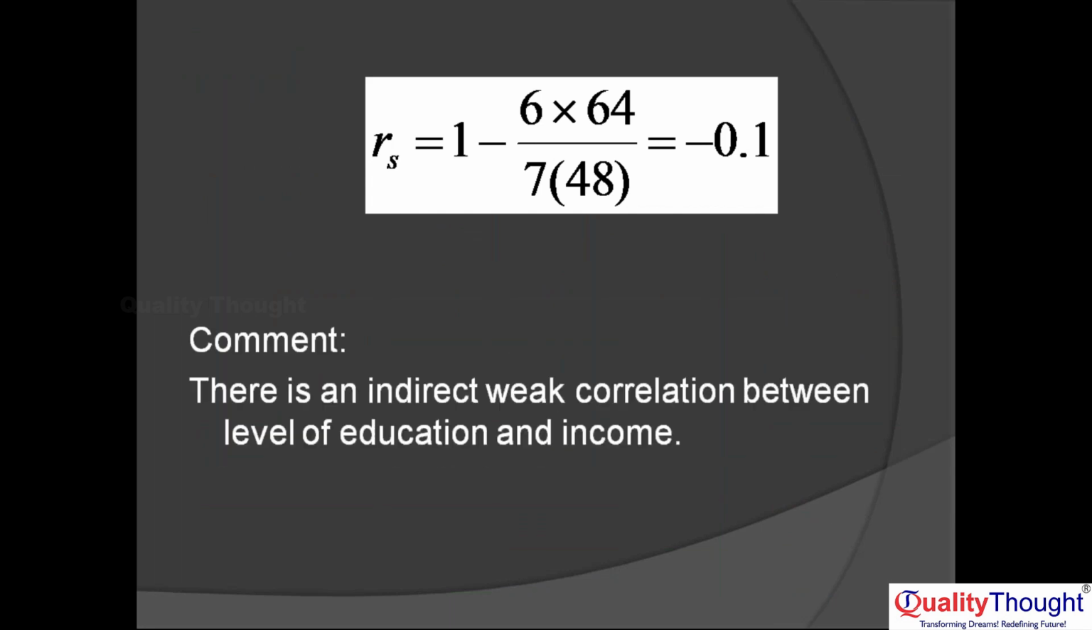This is an indirect weak correlation between the level of education and the income, with minus 0.1. 0.1 is less than 0.25. Whenever the value is less than 0.25, it is definitely a weak correlation. But whenever it has a negative sign, you can consider it an indirect weak correlation between the level of education and the income. All of you understand this?